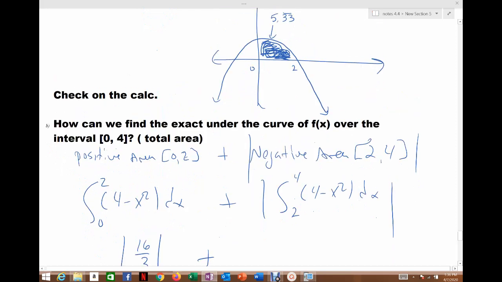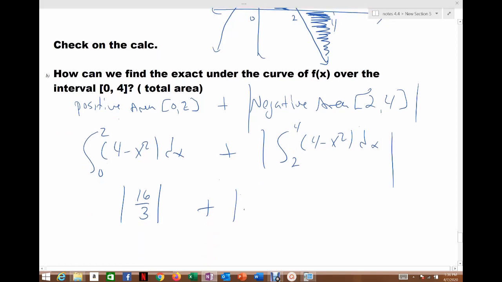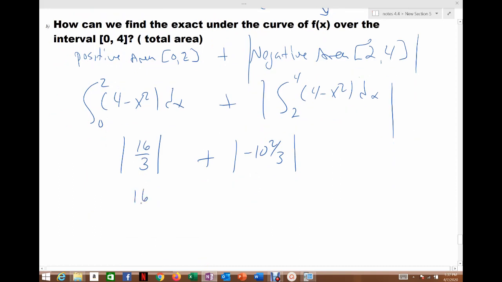Alright, then I'm going to find the area from 2 to 4, which I know should come out negative. So I'm integrating from 2 to 4. That's this part here, 2 to 4. And I know it should come out negative, and it does. When I integrate from 2 to 4, lower value 2, upper value 4, it comes out negative 10.66 repeating. So that'd be negative 10 2/3. Alright, take the absolute value of that, so it's 16/3 plus 10 2/3. Oops, plus, not minus, because I took the absolute value, which comes out to 16.